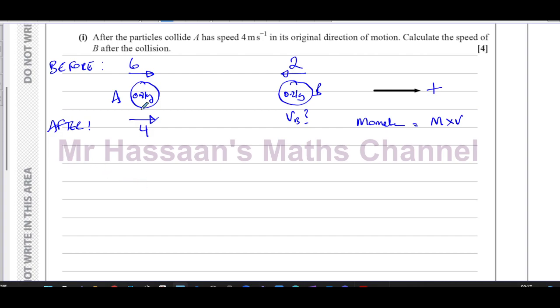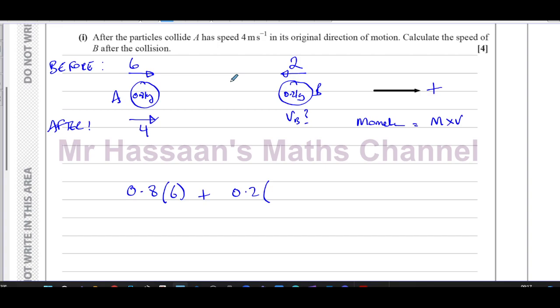So what I'm going to do is set up an equation here. I'll say, okay, before the collision, A's got a momentum of 0.8 times 6. 6 is positive because we're taking right as positive in our diagram. And B has a momentum of 0.2, its mass times its velocity.